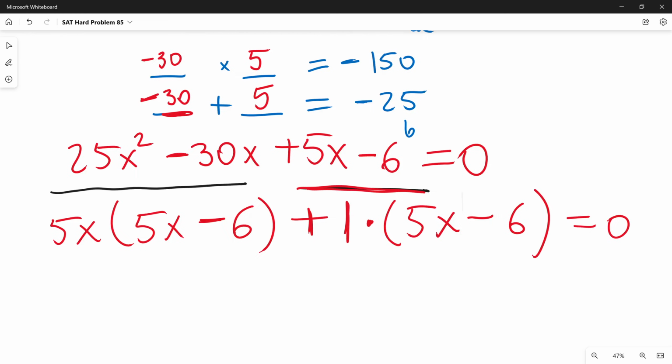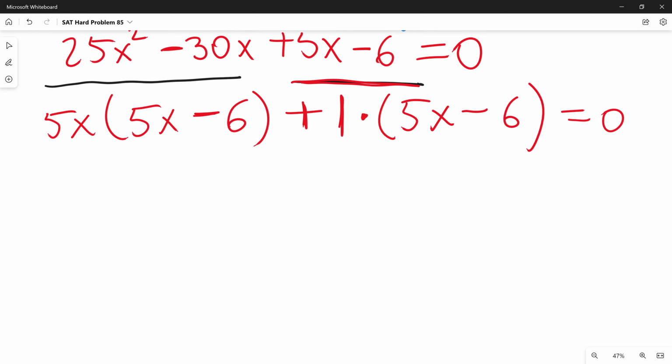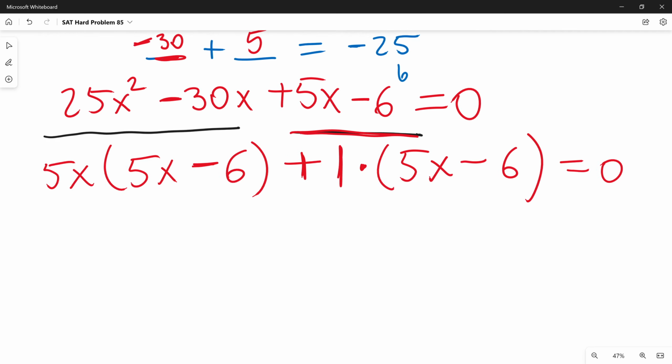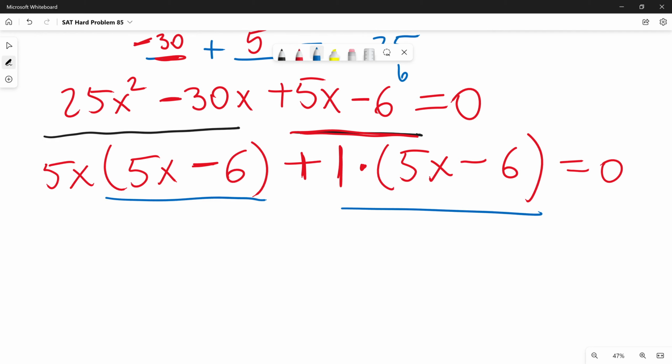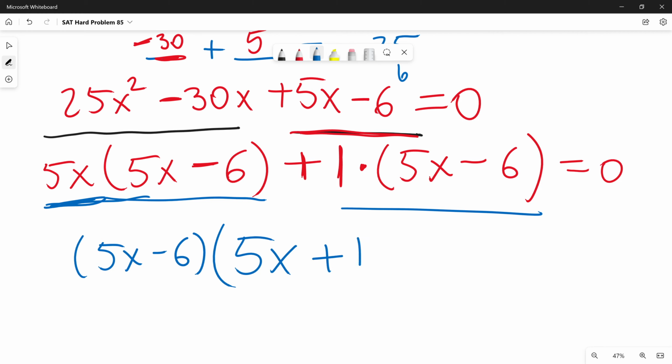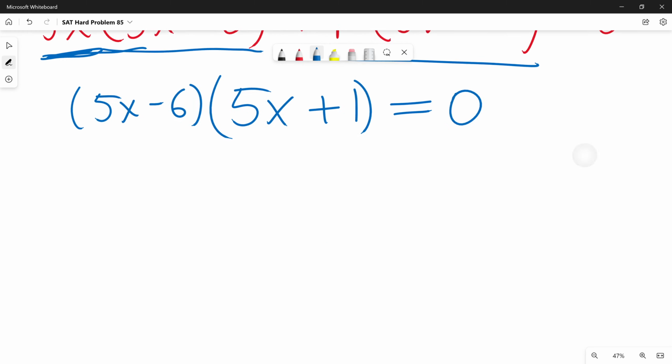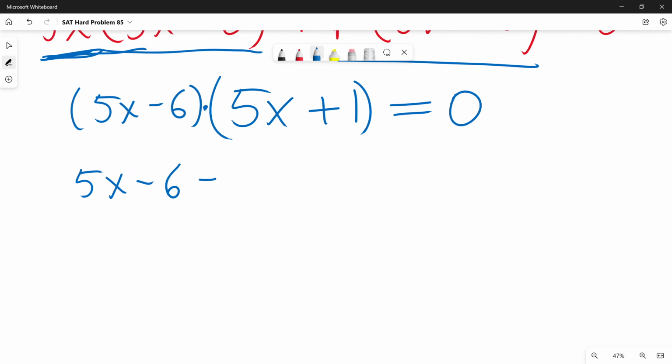Then I can see that in both terms I have 5x minus 6. So I will write it as 5x minus 6, here is times 5x, and here is times 1. So I factorized it. Then I multiply two brackets, two things, to get 0. Then 5x minus 6 must be 0, or 5x plus 1 must be 0.